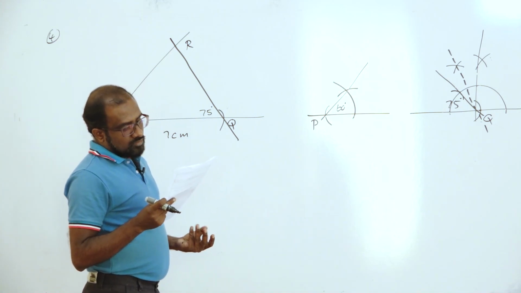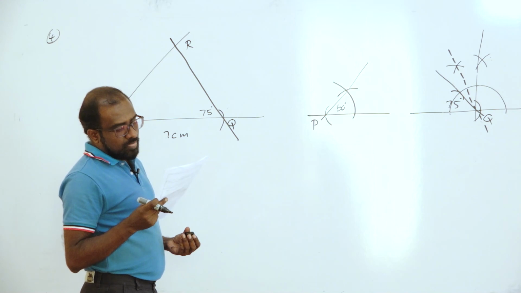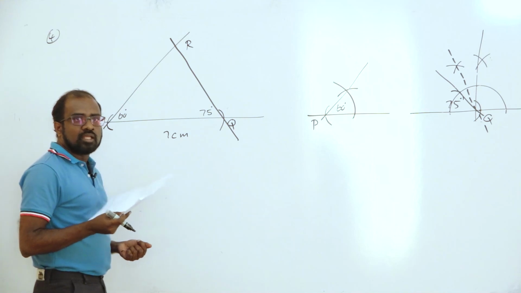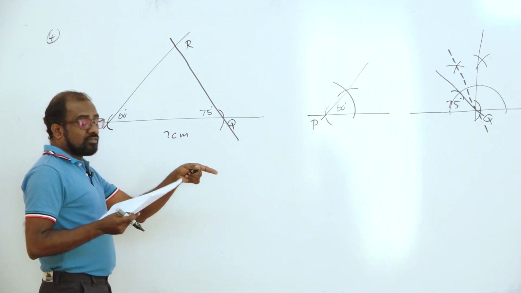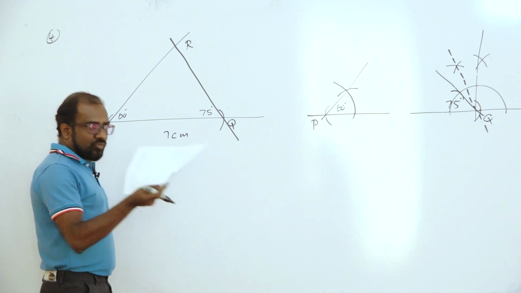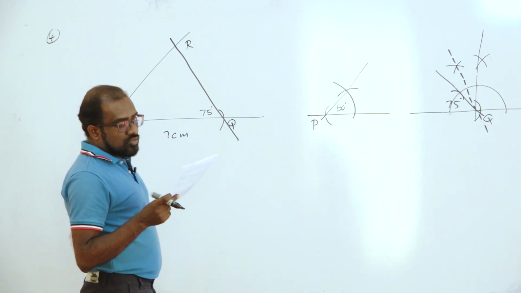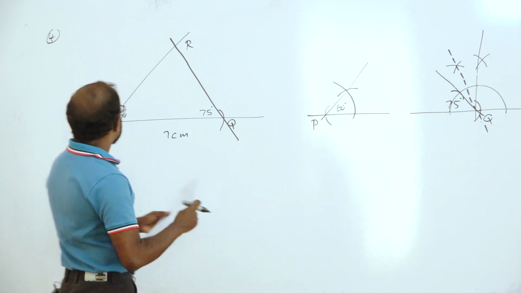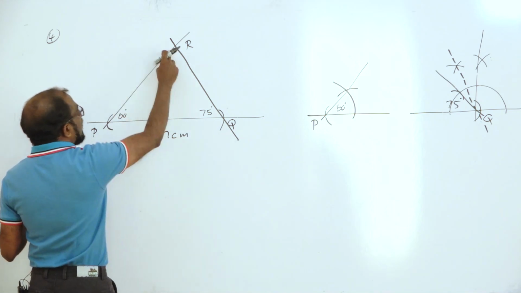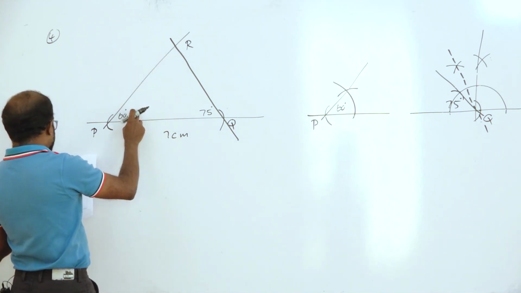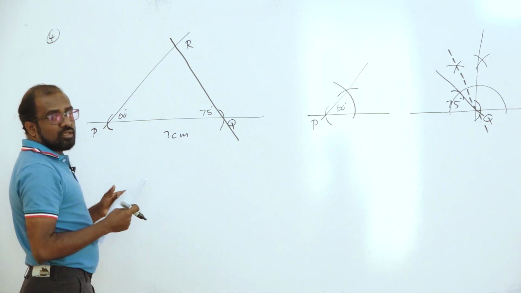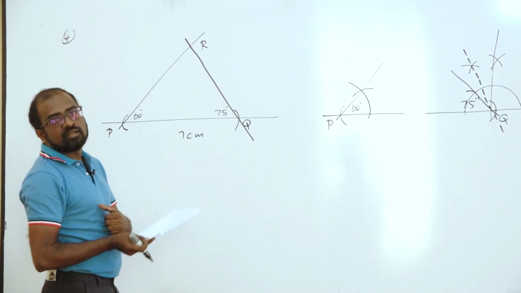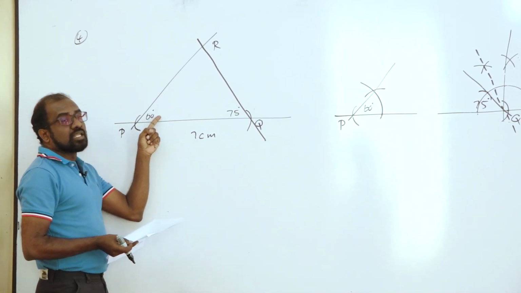Next one. Construct the locus of the point moving equidistant from PQ and PR. We did that before, question number 20 of the first paper. The locus of the point moving equidistant to 2 straight lines is the angle bisector. So you are asked to bisect this angle.